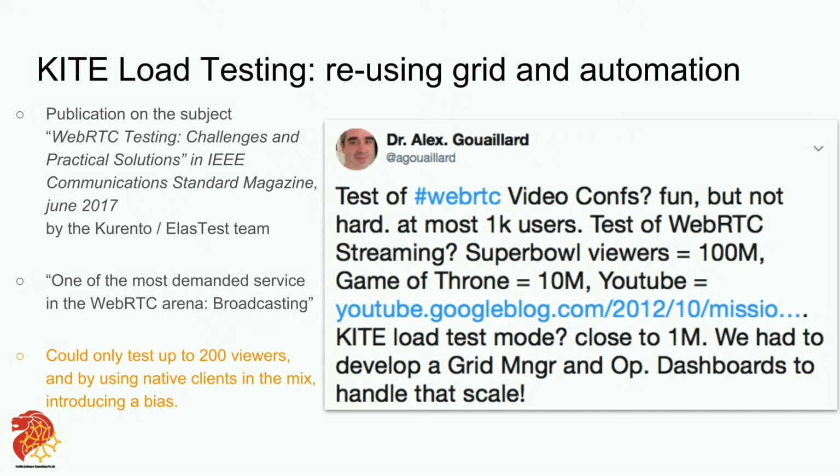But the problem is, if you look at the actual volume for people that do streaming, not WebRTC, but that WebRTC would eventually like to replace: Super Bowl viewers, 100 million. Game of Thrones, 10 million. That guy sponsored by Red Bull jumping out of a capsule in space, 1 million, right? So our goal was to get close to 1 million. How can I actually spawn 1 million browsers and load test a platform?